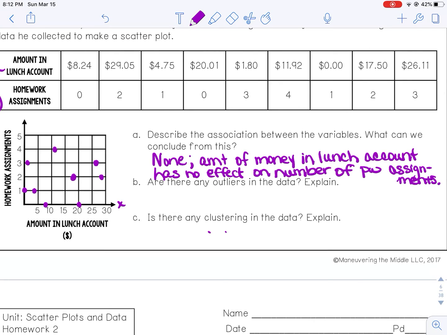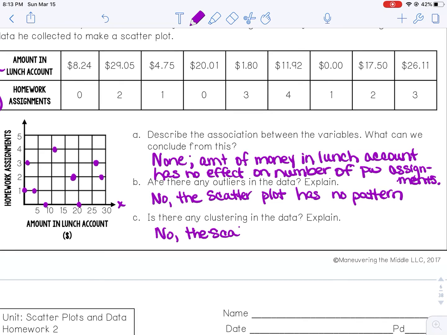Okay. Are there any outliers? Well, if we don't have any association, we don't really have any outliers either. So, no. The scatter plot has no pattern. Okay. And then the last one, is there any clustering? No. The scatter plot has no pattern. Or no distinct groups, I guess I should say.